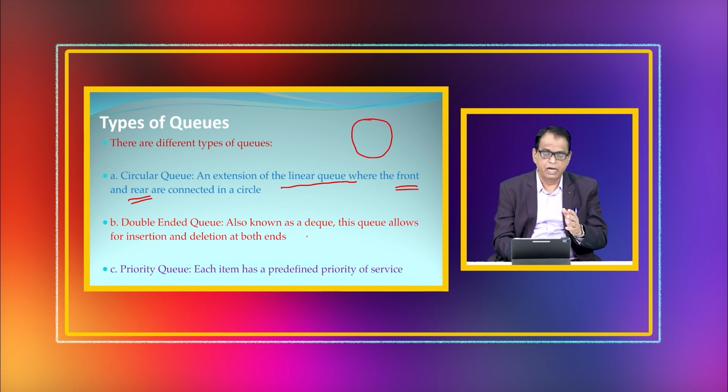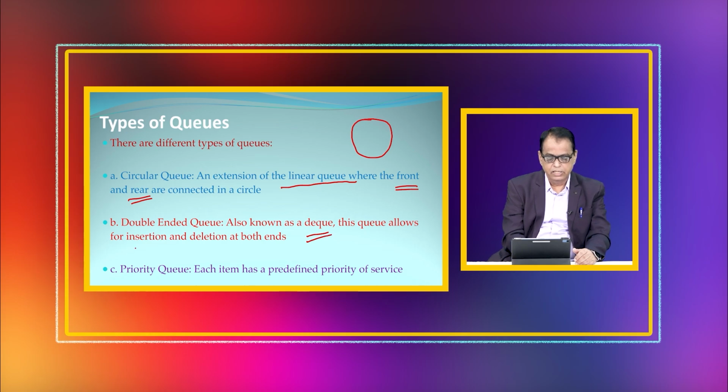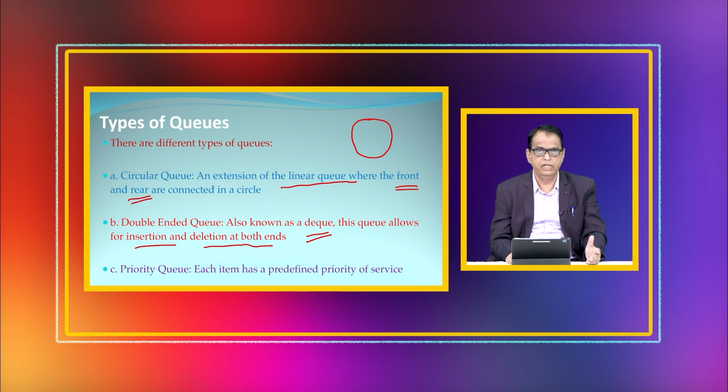Also it is possible that we can have a double-ended queue. Many times we call this queue a D queue, and this queue will allow insertion and deletion at both ends. As I said, a queue is a data structure where insertion will take place at one end and deletion will take place at the other end.